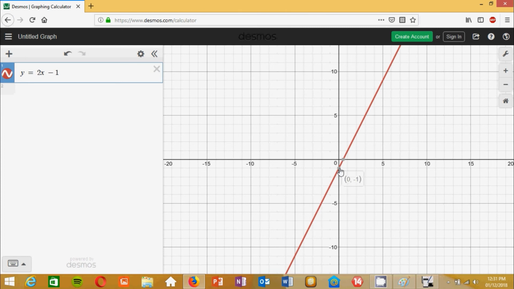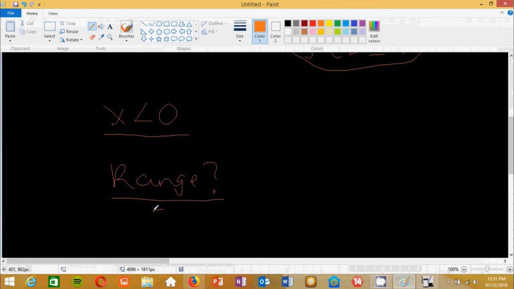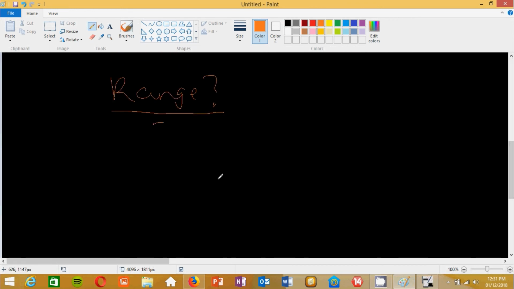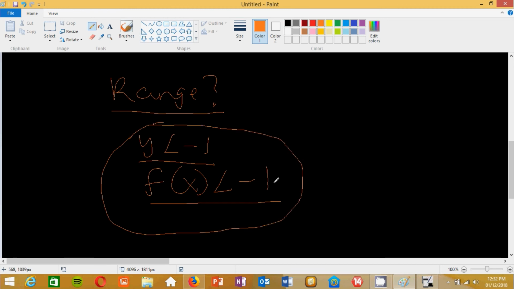So if I start at 0, my y would be negative 1. But if I start going to this side of the 0, my y would be less than negative 1. Because if I go down on the graph like this, I'm going to y coordinates that are less than negative 1. So my range would therefore be y is less than negative 1, or f of x is less than negative 1. That would be my range for this function.